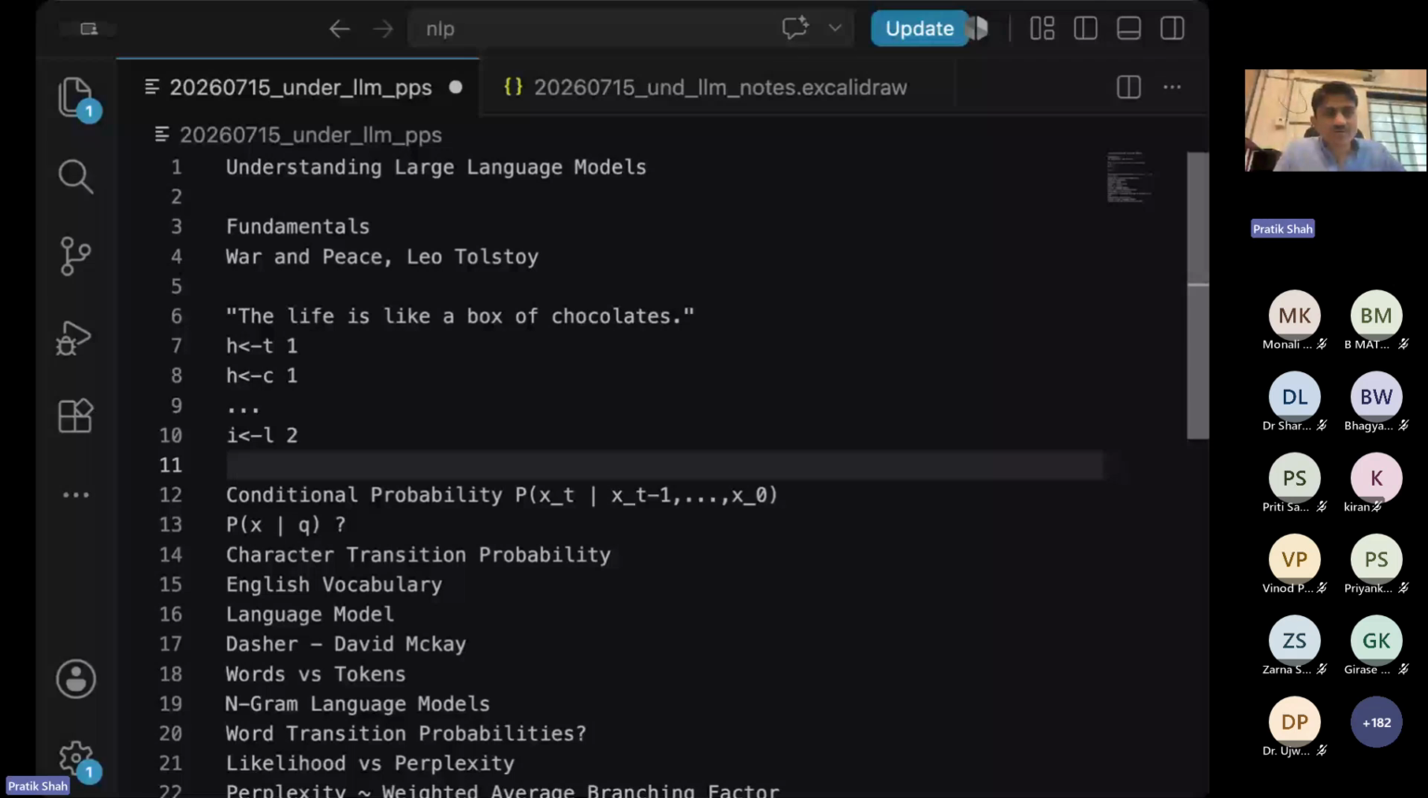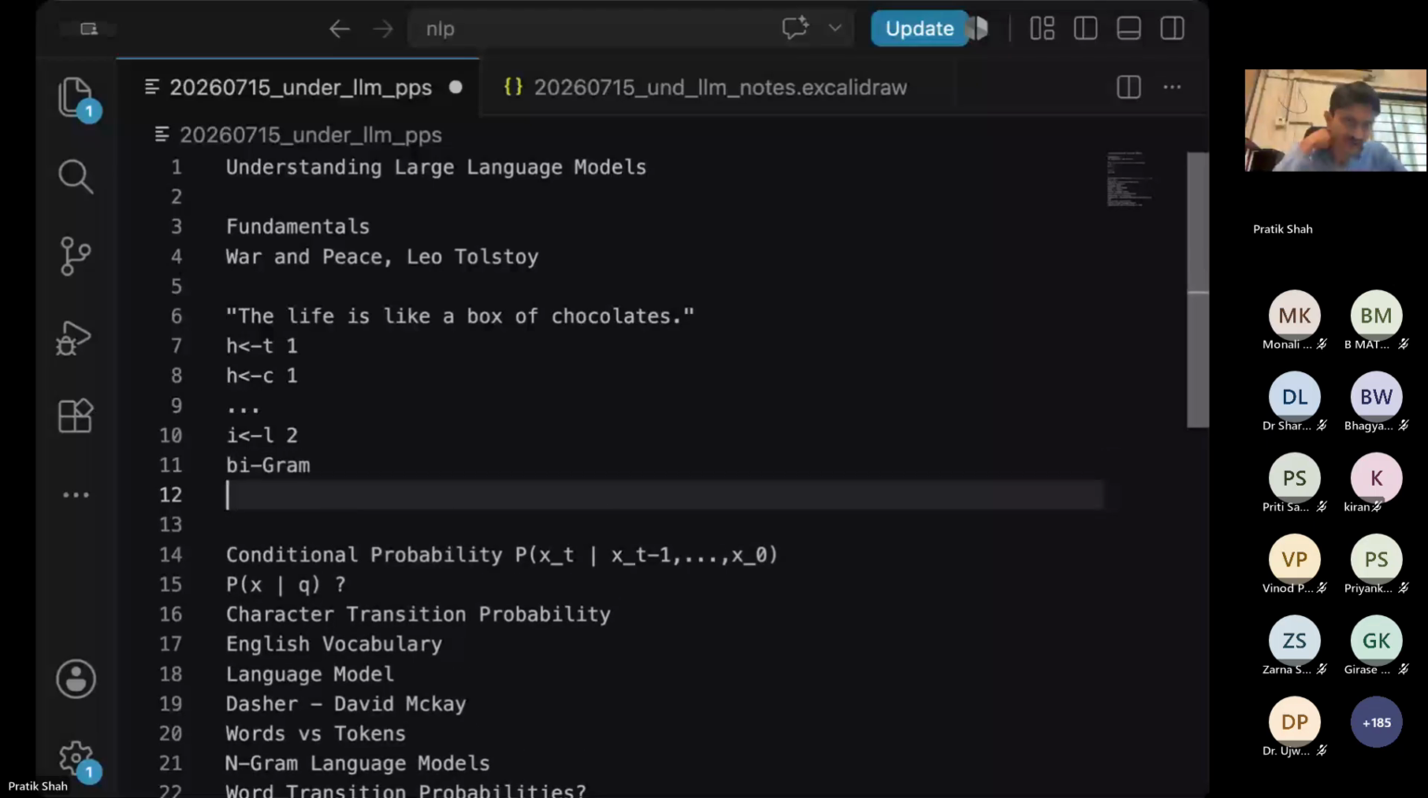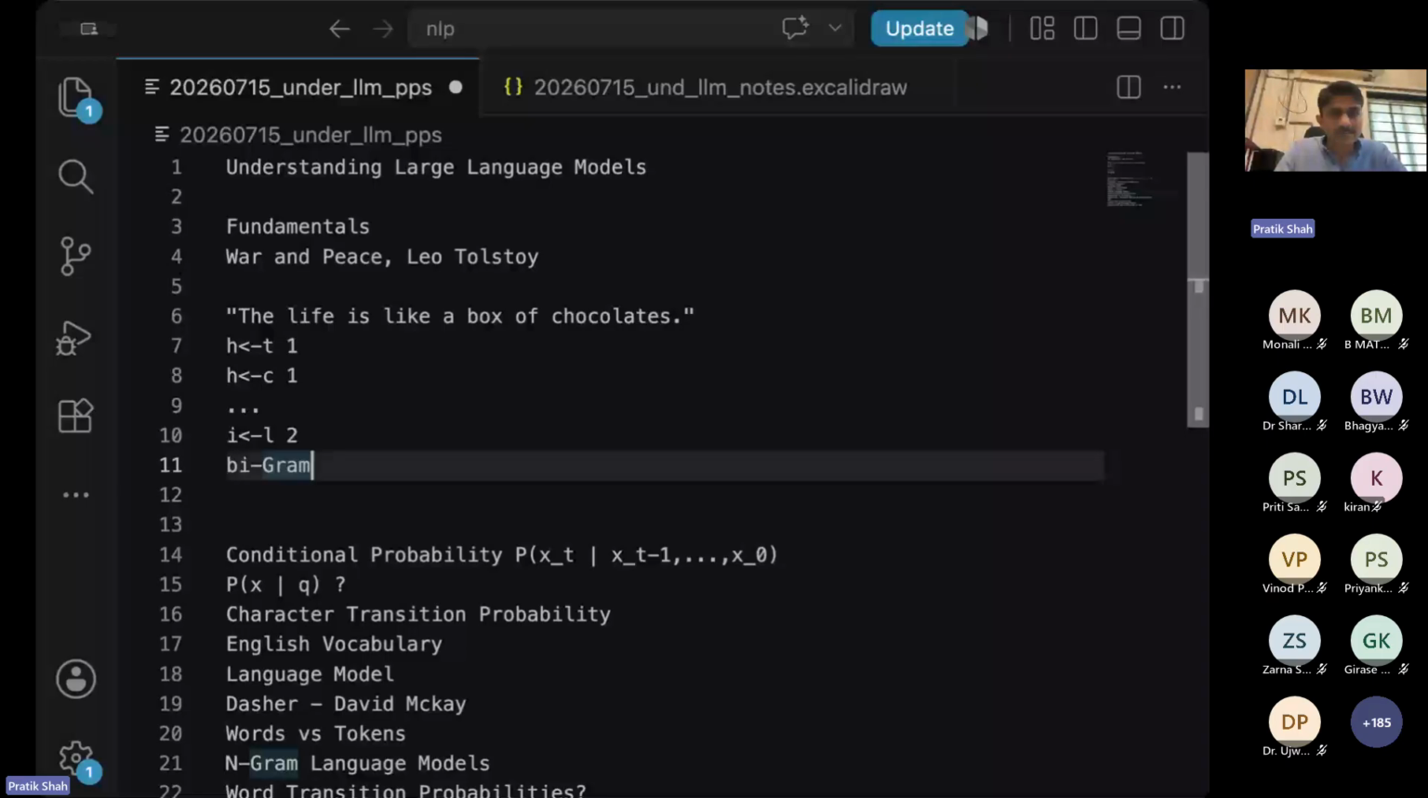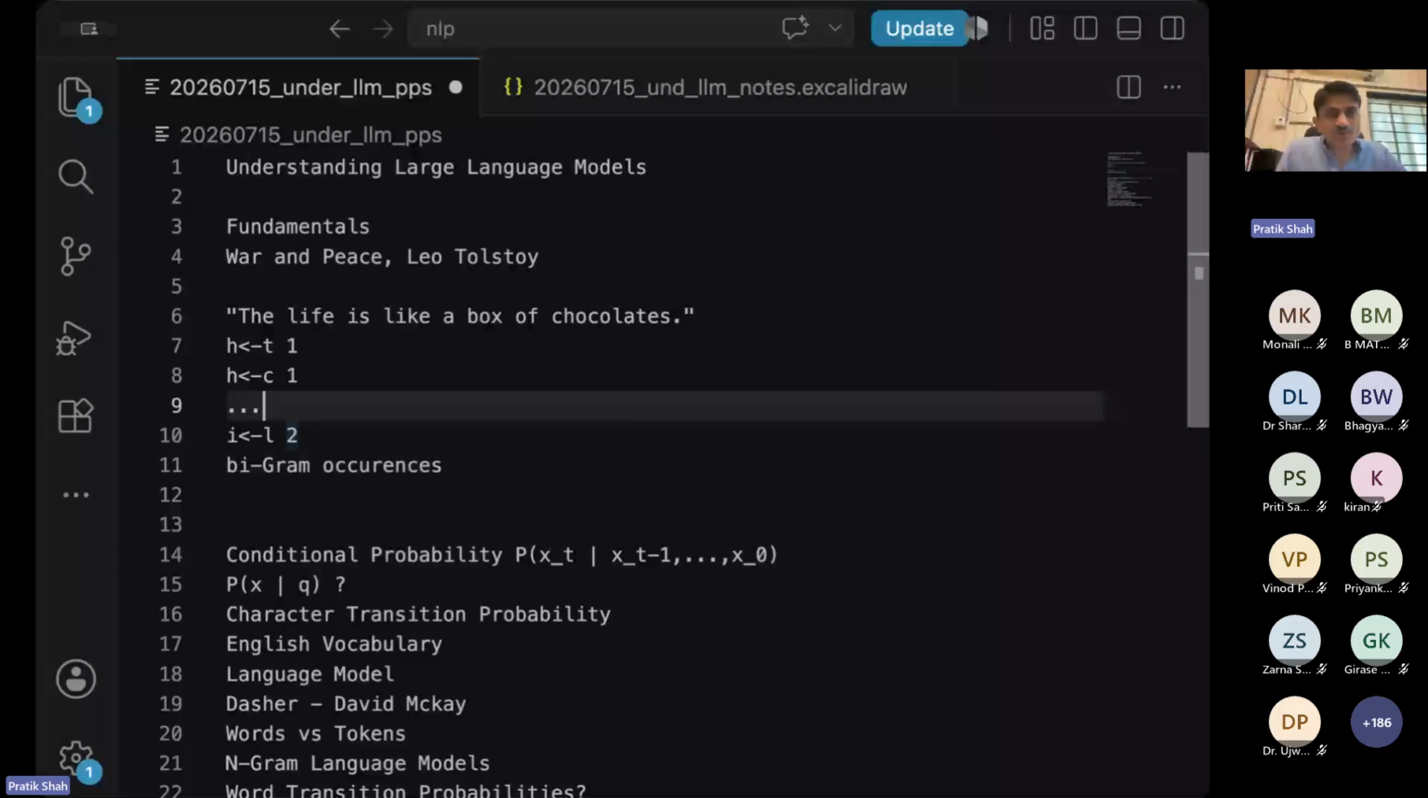So essentially, I am looking at some sort of a bigram. Bi means 2, gram means collection. So bigram occurrences in a particular sentence. So what I have done is, from this book, Leo Tolstoy, War and Peace, I have created these transition occurrences. I have counted all of these transitions character by character.